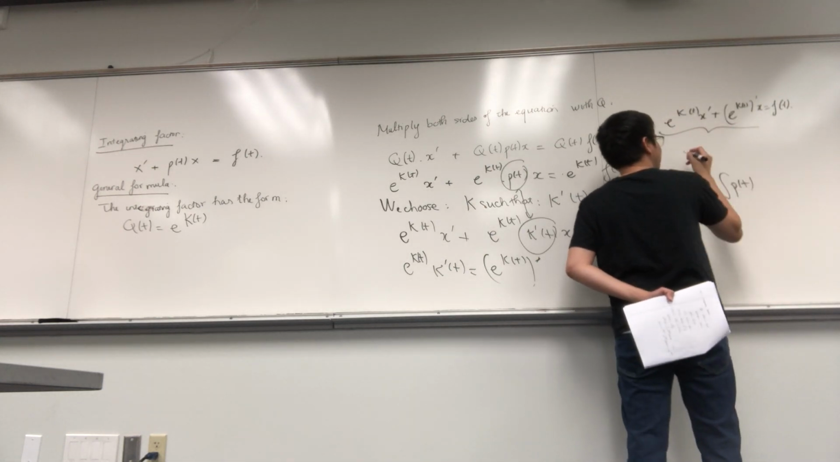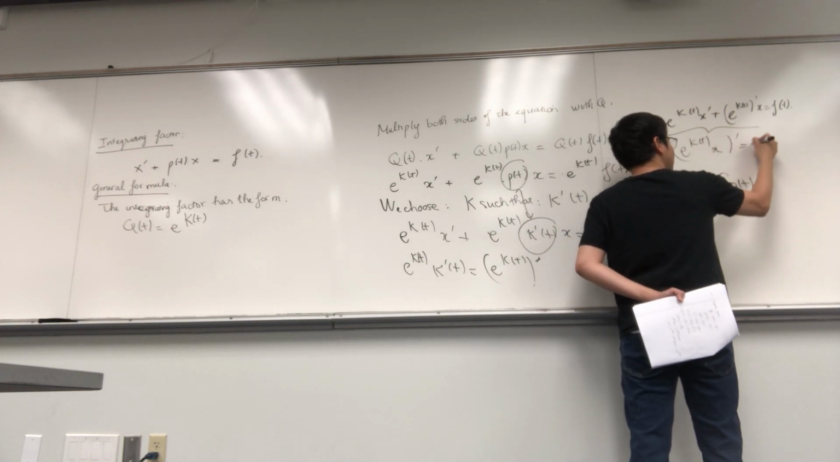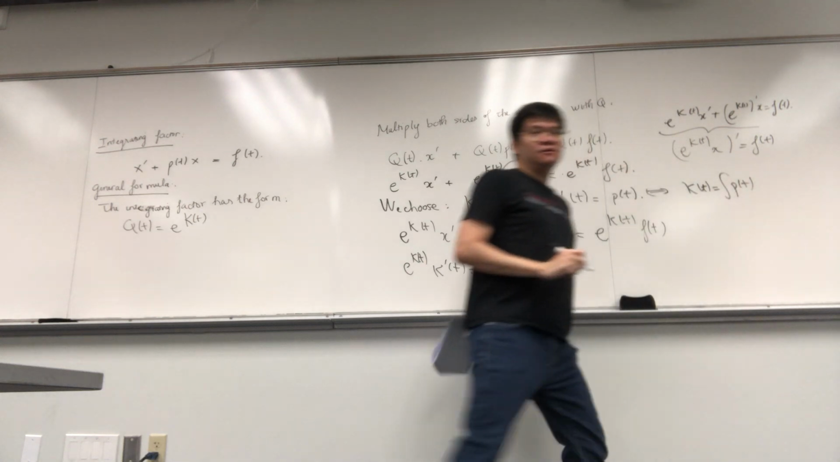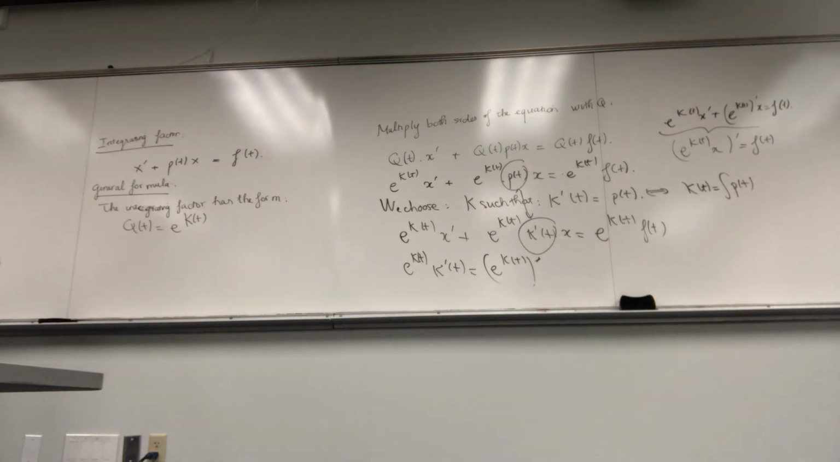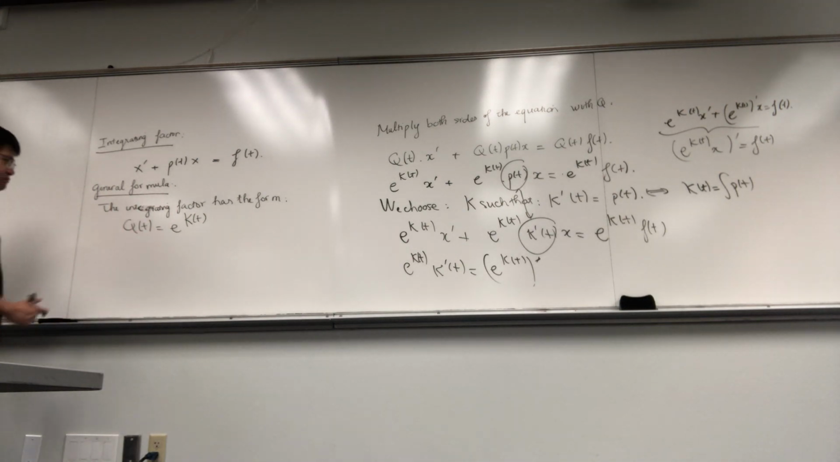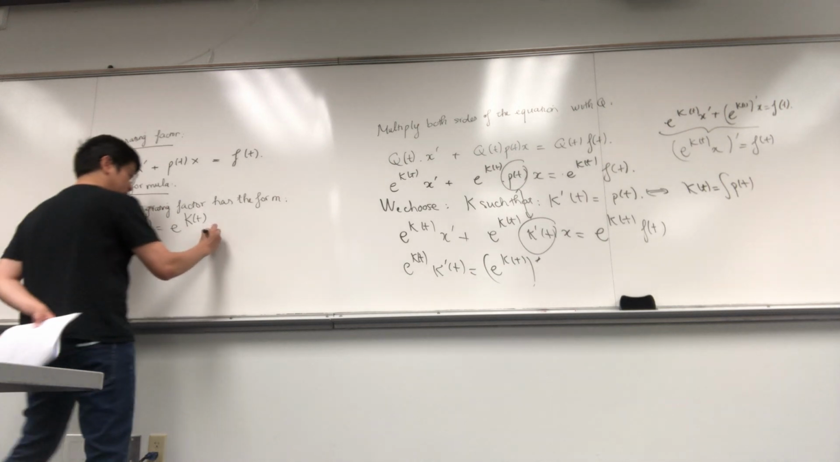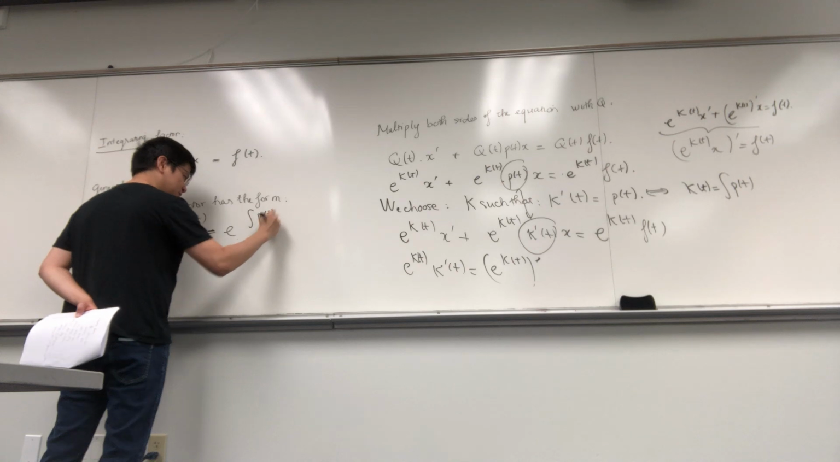But this is the product rule. So you have the derivative of e to the k(t) x equal to e to the k(t) f(t), and you integrate both sides. You can solve for x. This is the formula that we can use to solve linear inhomogeneous differential equations. The general form of the integrating factor will be e to the k(t), which is e to the antiderivative of p(t).